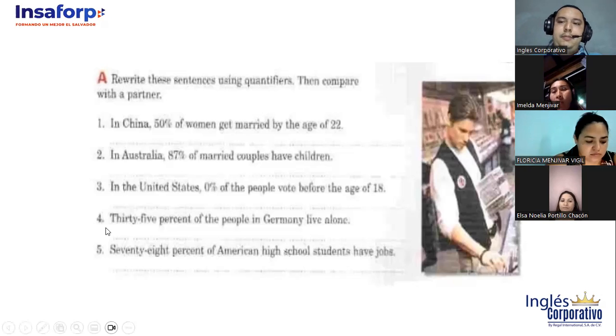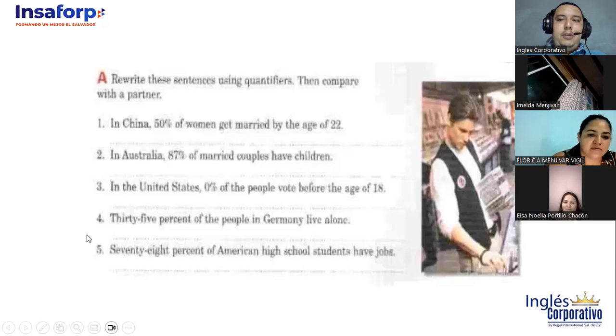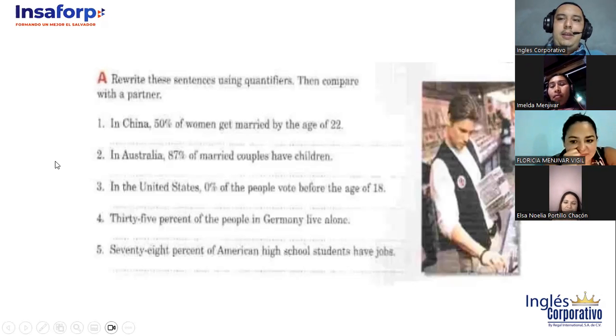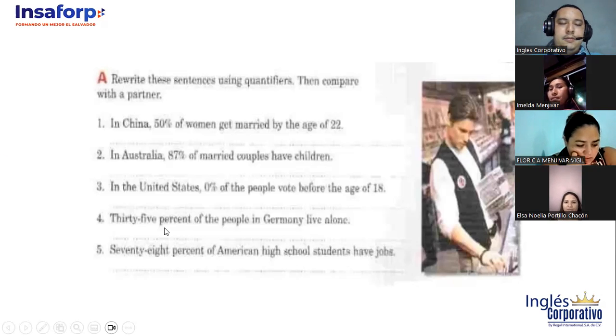Okay, what about number four? Who can help me? Elsa, hello. How are you, Elsa? Would you like to help us rewrite this sentence, number four, using the quantifiers? Just give us an idea. Don't worry if you are confused or you make a mistake, because all of us together are going to help with these exercises. 35% or not many percent of the people in Germany live alone. Many percent of the people in Germany live alone. Okay, thank you. That may be applied because we are rewriting. What does this mean? Make the sentence in another way.